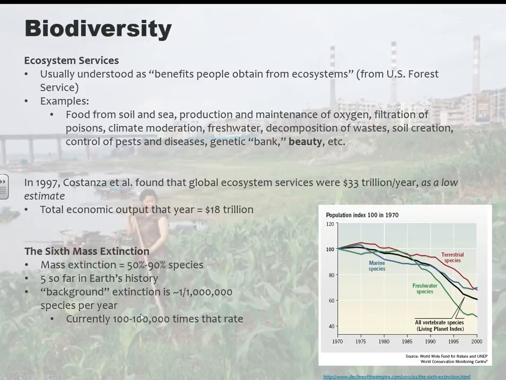This has actually become a really big topic. There's a recent book called The Sixth Extinction, and there was a movie about biodiversity and mass extinction that just came out. So this is becoming a really big topic, and something to keep your eye out for: the sixth mass extinction.